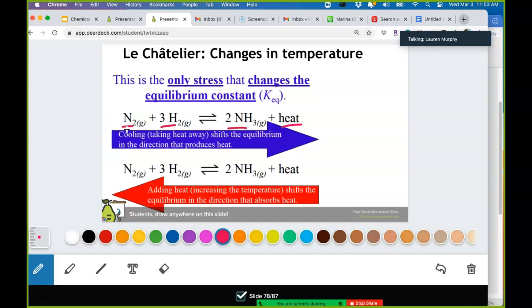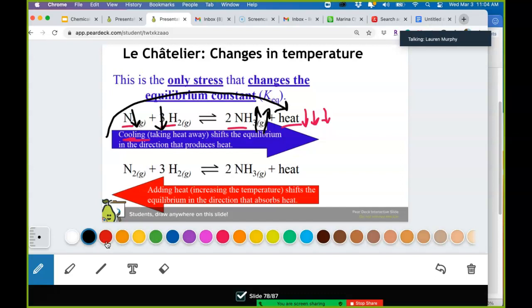So now, in this instance, I'm going to remove heat. I'm going to cool this down. That means I'm lowering this side because this is where my heat is located. In this reaction, if I cool it down, the reaction will want to shift back this way to get it back. Meaning cooling the system produces more ammonia, and then these guys will drop in concentration.